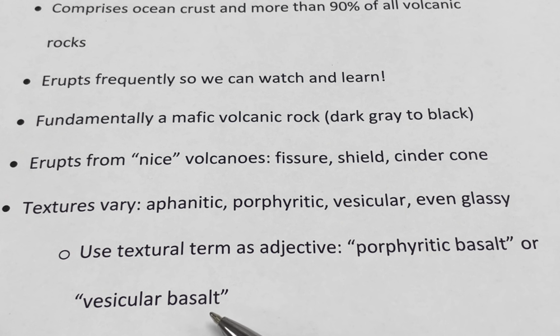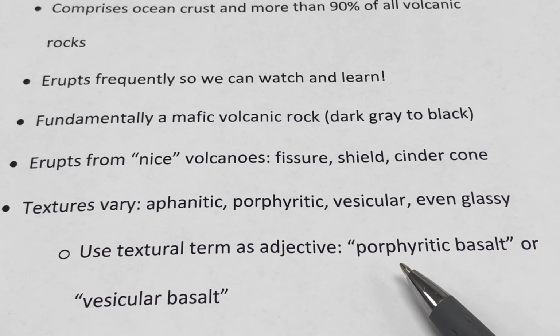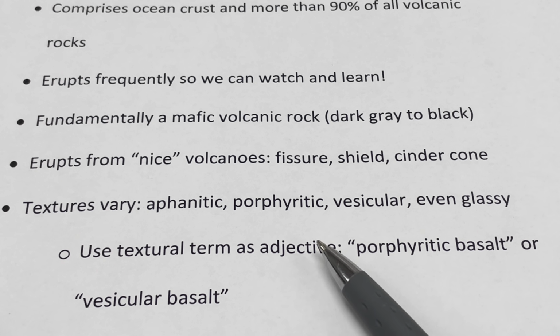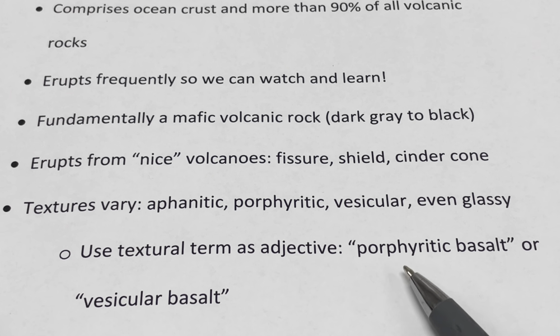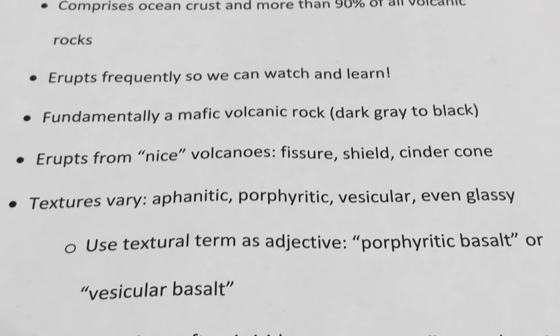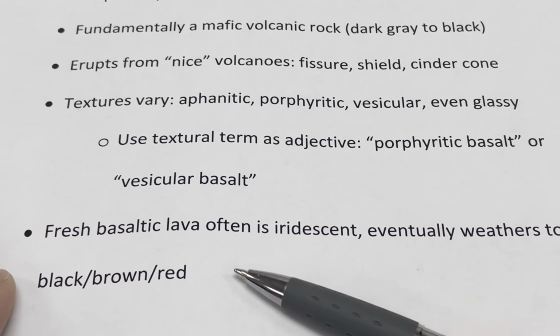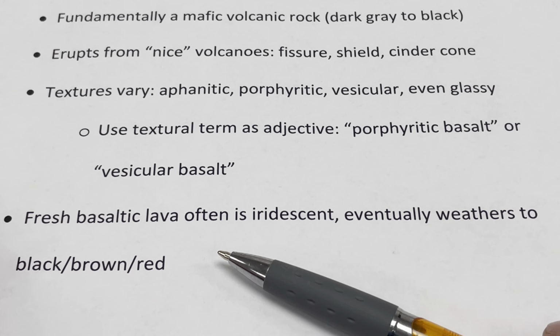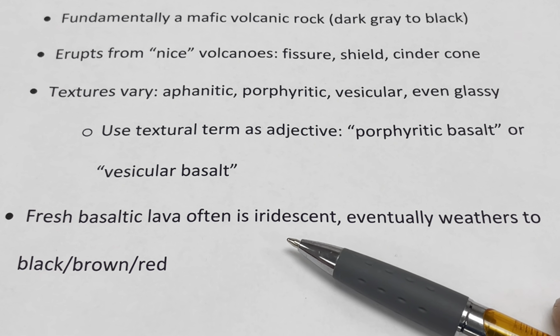So we sometimes use these textural terms as adjectives in front of the word basalt. So we might describe a basalt as being a porphyritic basalt, or an aphanitic basalt, or a vesicular basalt. So realize you can always add those adjectives as description terms before the word basalt, which is the noun. And then the last thing on this page is that when basalt is fresh, and I'll show you this here in a second, it oftentimes, not always, but oftentimes is kind of an iridescent color.